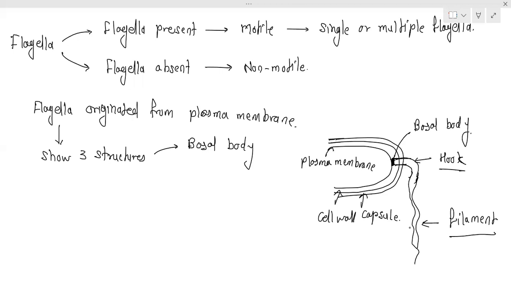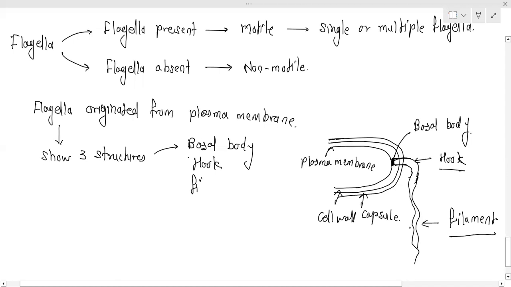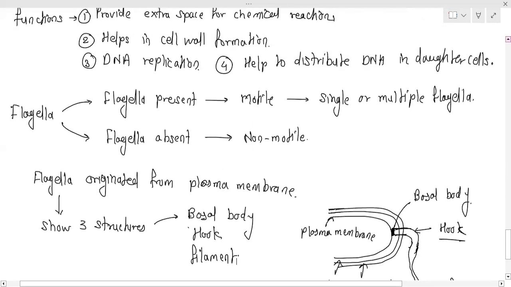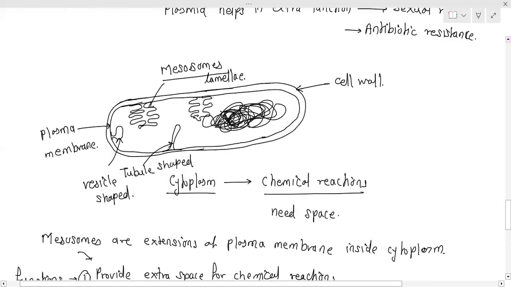Understanding? The basal body is the attachment. It comes up, takes a turn, becomes the hook, and the filament is a thread-like structure. Basal body, hook, and filament. Understanding? Yes, very good. Now, flagella are sometimes present, sometimes absent, remember. Some bacteria have flagella, some don't.